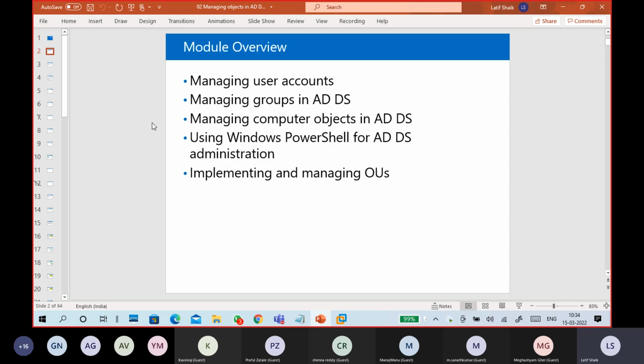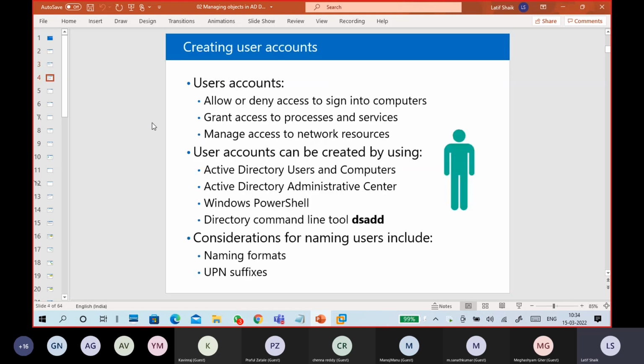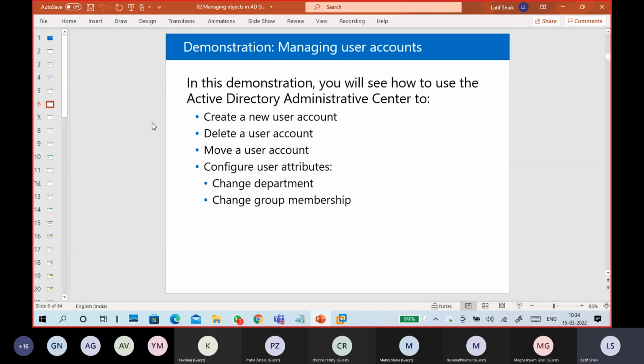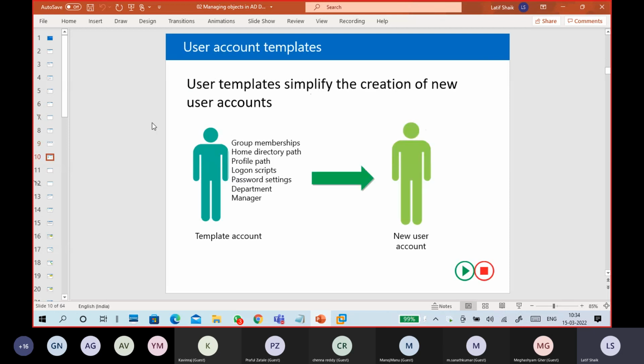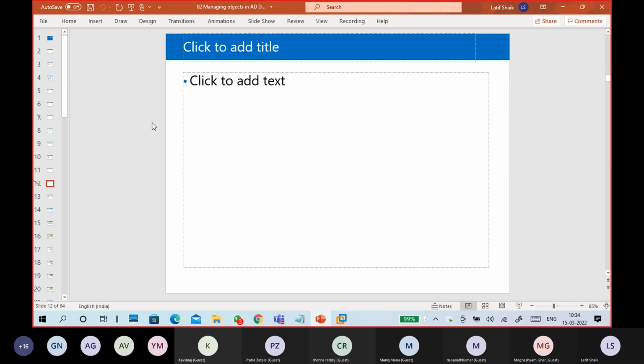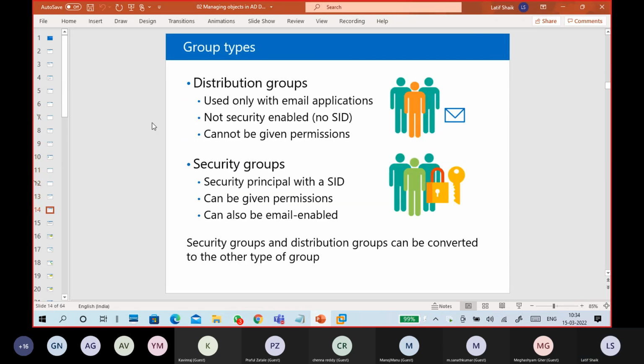Guys, here I want to tell first is groups. This PPT tells about how to create users, how to manage the profile kind of stuff. So here it is, groups.